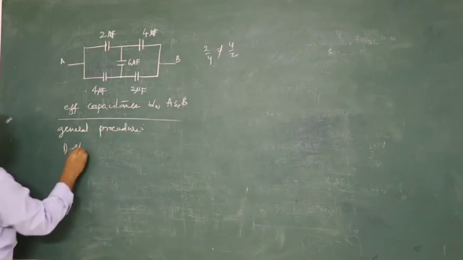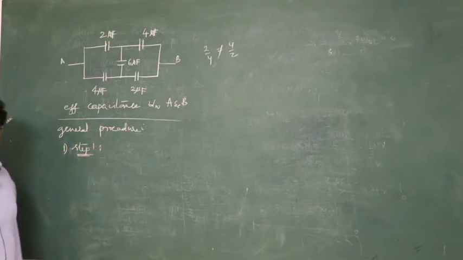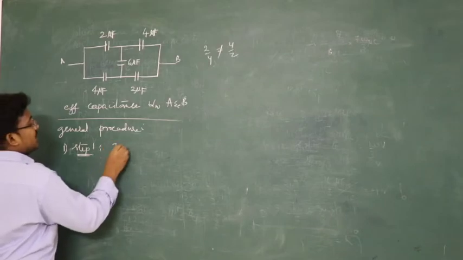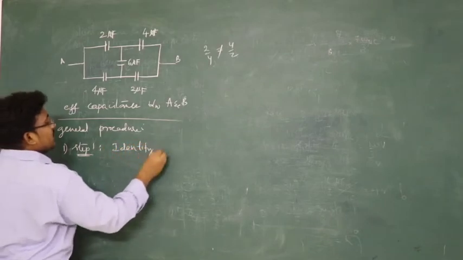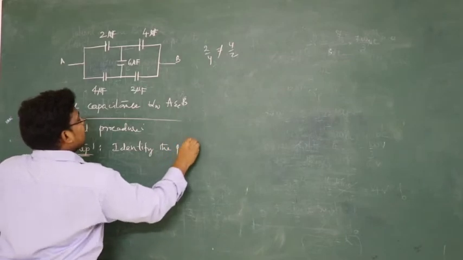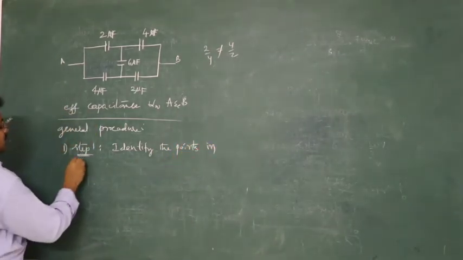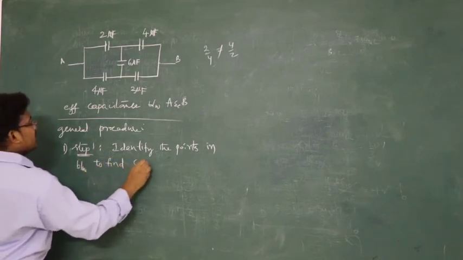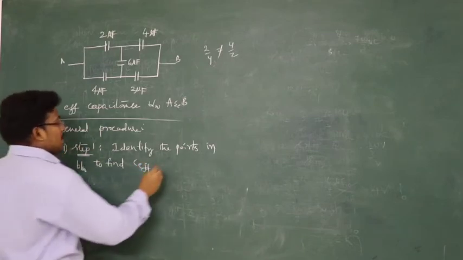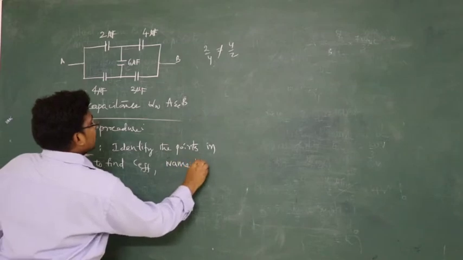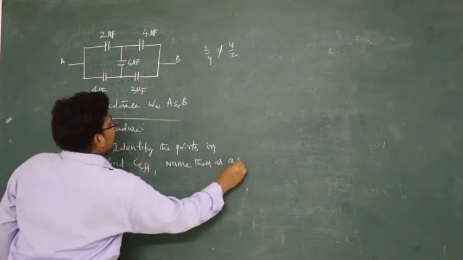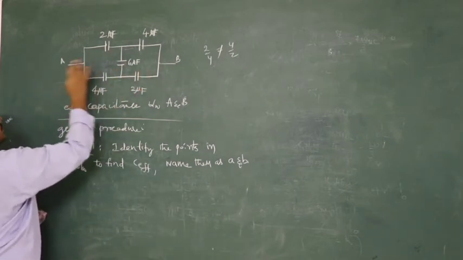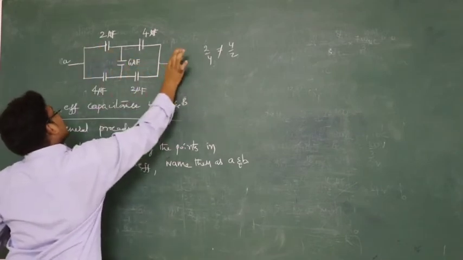Step 1: we need to identify the points between which we should find the effective capacitance, and name them A and B. So here is A, there is B. I will take a small a and small b, no problem.